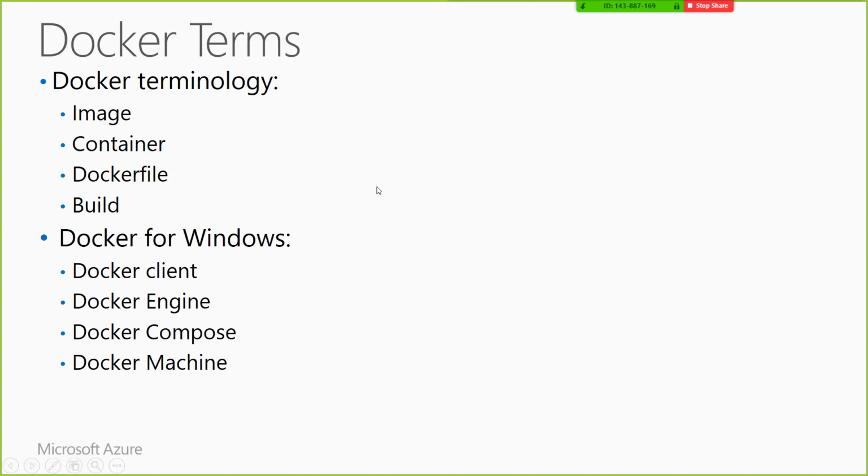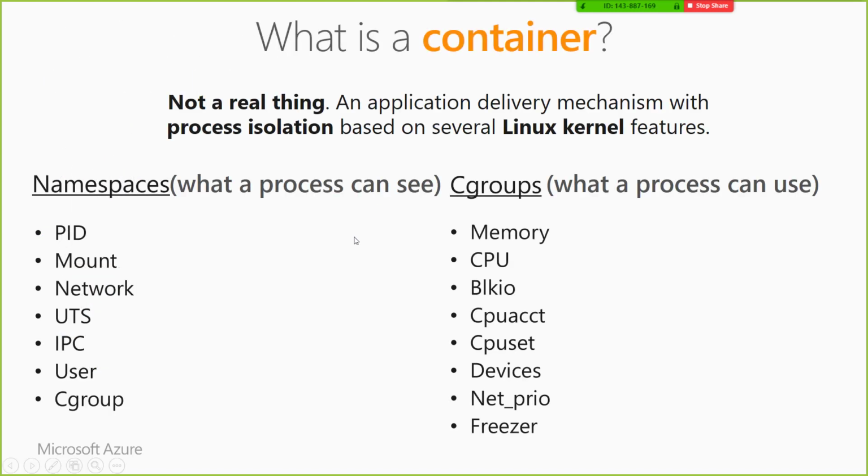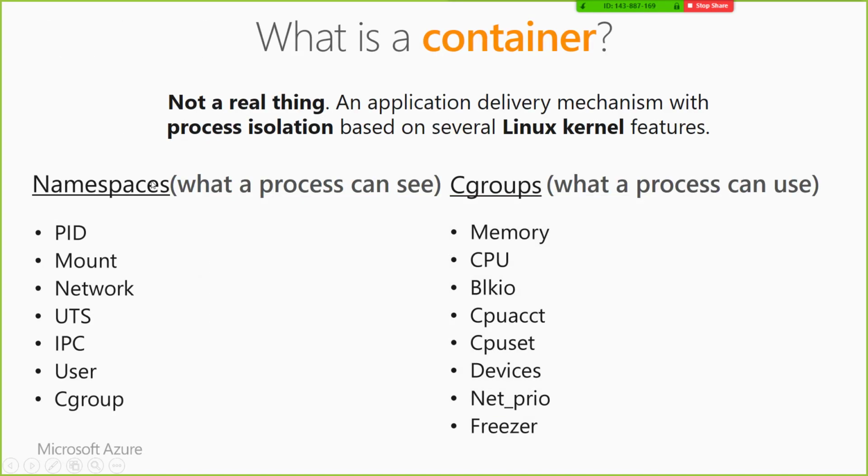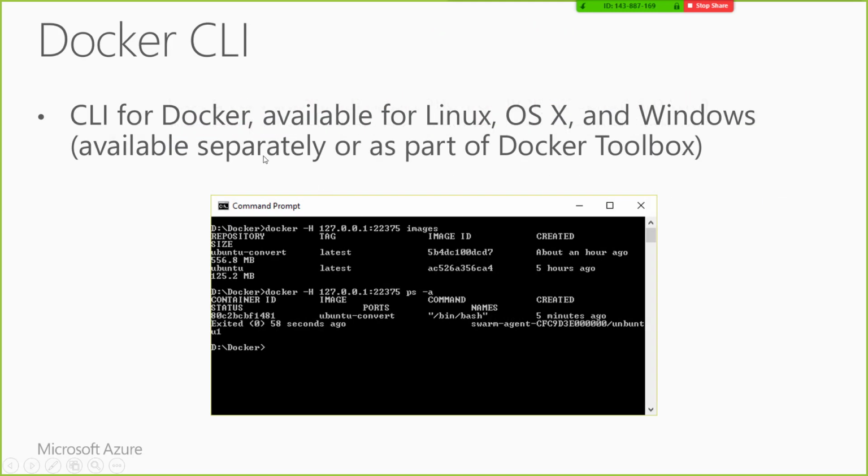Let's move on quickly. We've already talked a bit about containers, and that's essentially the technology that containers use. They use the technology of namespaces and cgroups. Namespaces define what a process can see, and cgroups define what a process can use. It uses a combination of these to ensure that each container is isolated. And we've already seen some of the Docker CLI, which is the Docker client.